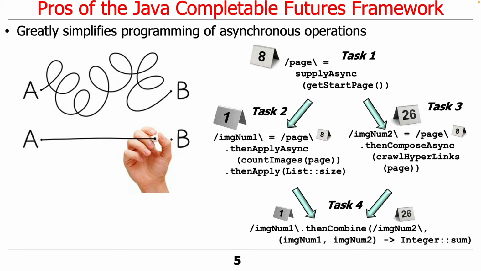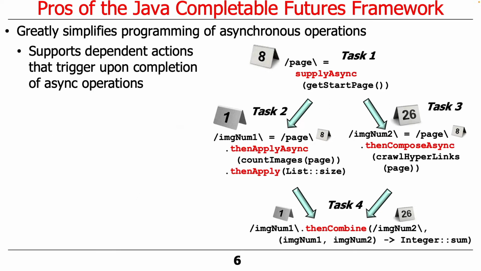So one of the things that the completable futures framework does is it greatly simplifies the programming of asynchronous operations. Without completable futures, you end up with this somewhat circuitous, convoluted way of handling the results of things that finish asynchronously. With completable futures, you can handle them in a much more linear way. The reason is that the framework provides all these completion stage methods and other things like arbitrary arity methods that support dependent actions that are triggered upon the completion of asynchronous operations. Maybe I should say the benefit is that it triggers dependent actions upon the completion of async operations.